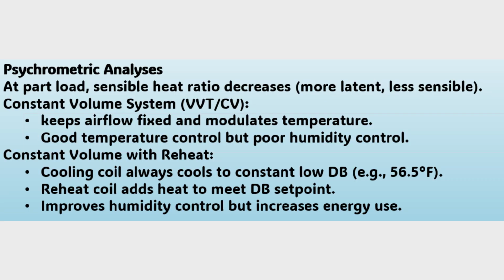At part load conditions, the sensible heat ratio drops because latent load stays steady, while sensible load decreases. Constant volume systems that vary temperature can lose humidity control. That's why reheat systems or bypass coils are used to maintain proper indoor relative humidity. These methods use more energy, but they help maintain comfort across changing conditions.